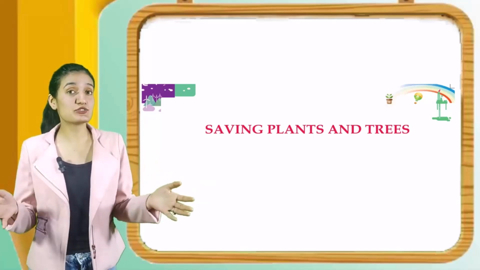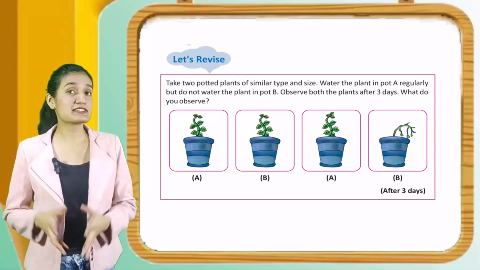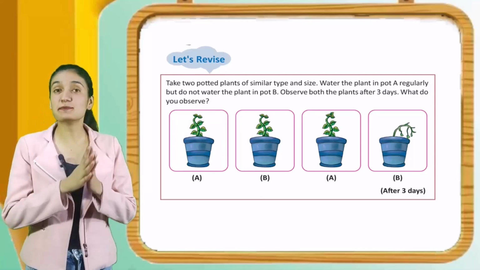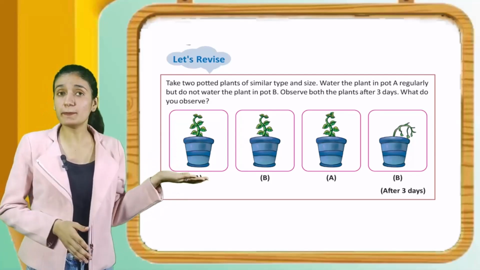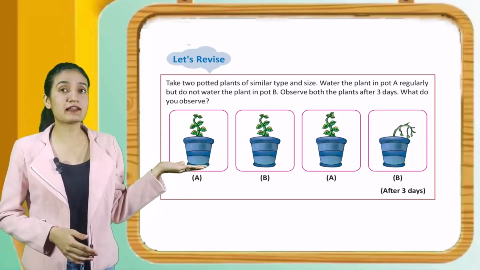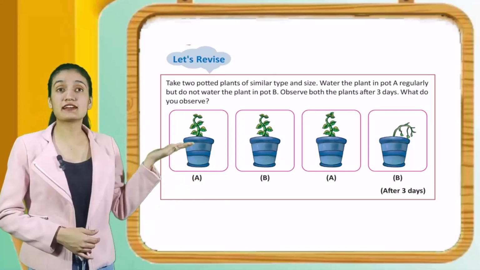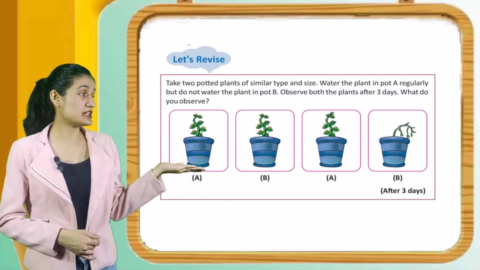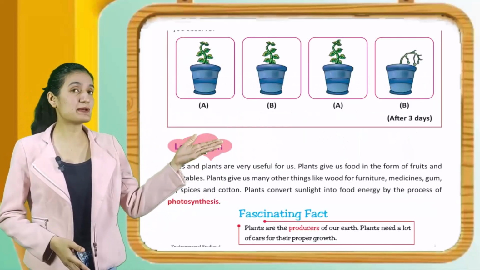Saving plants and trees. Let's revise. Take two potted plants of similar type and sizes. Water the plant in pot A regularly, but do not water the plant in pot B. Observe both the plants after 3 days. What do you observe? Here you can see the condition of plant in pot A and plant B after 3 days. Now kids, let's begin.